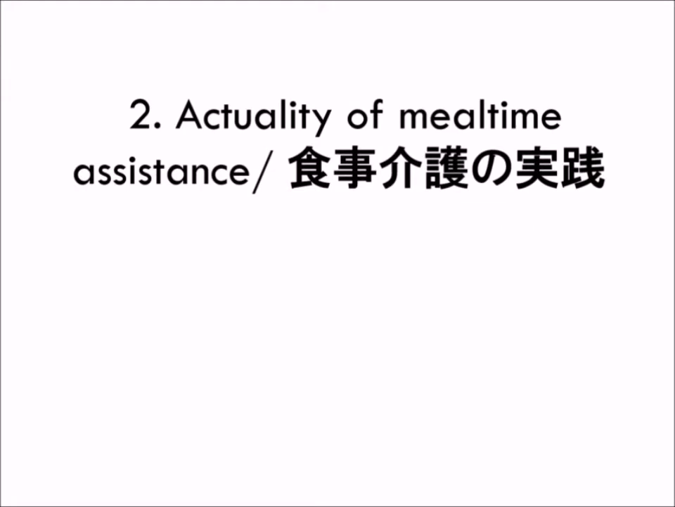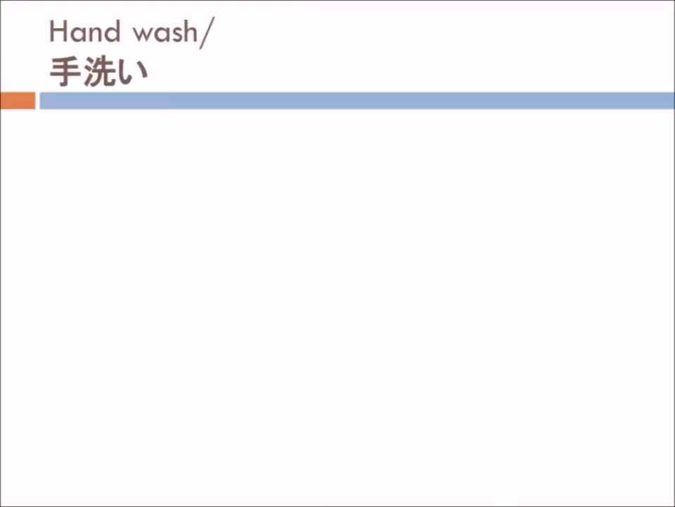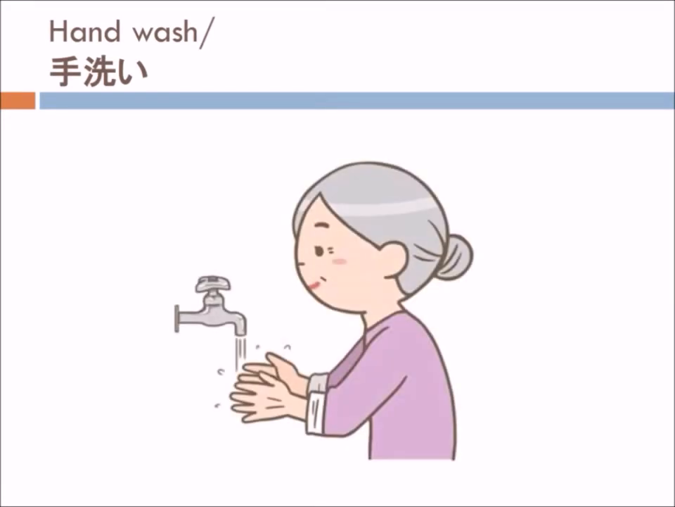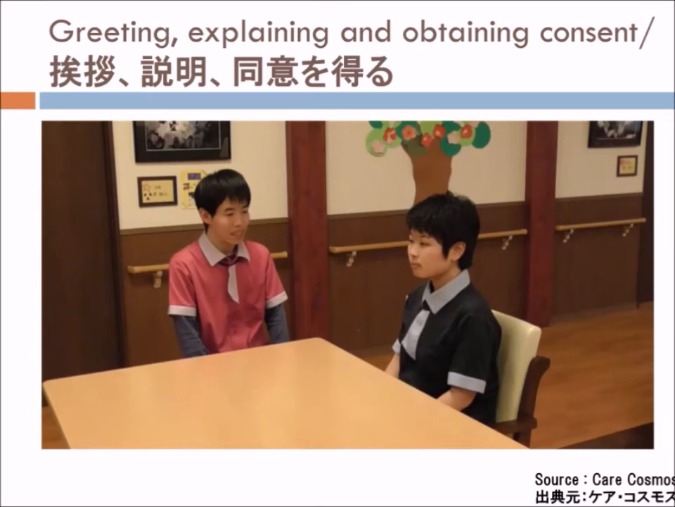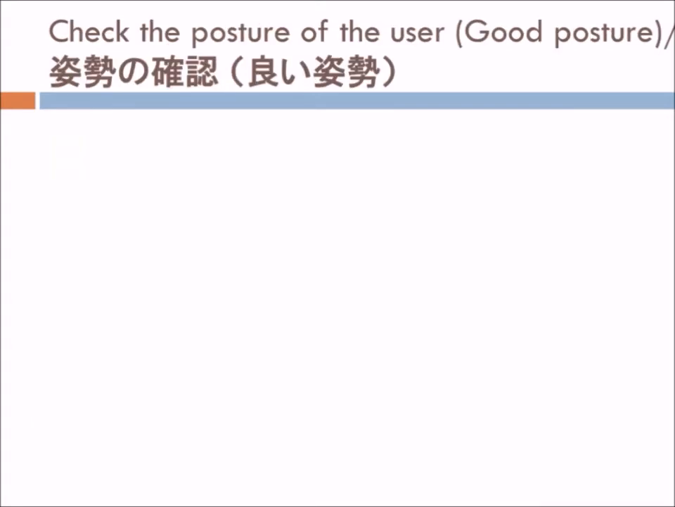2. Actuality of mealtime assistance. Hand wash. Greeting, explaining, and obtaining consent. Greeting and explain to the user the purpose and content of your actions and obtain consent from the user. Check the posture of the user.